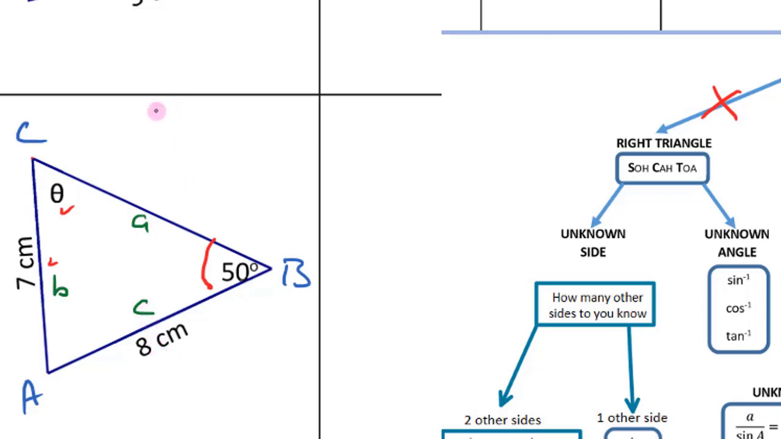So I'm going to write my sine law this way. Sine of angle B over B is going to equal sine of angle C over C. Finally, I'm going to plug in what I know and solve for angle C. Let's take a look at the next question.